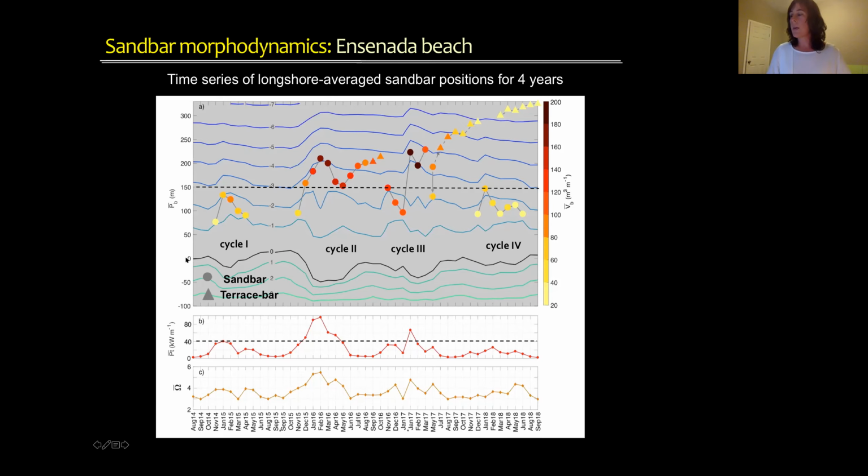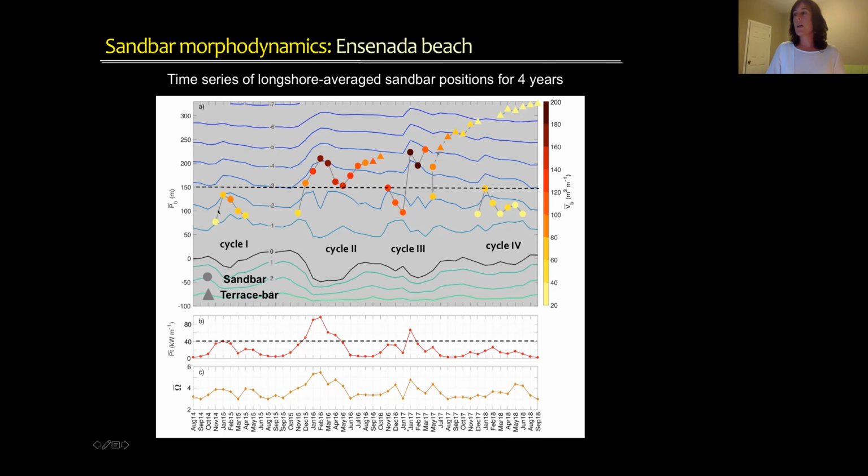This is the subaerial beach and the subtidal beach, and each of these dots represents the sandbar, and the triangles are terrace bars. The colors for these two symbols indicate the volume that the sandbar or the terrace bar has. So we actually see that there is a cross-shore boundary that defines the capability of the beach to recover over the calm conditions in summer.